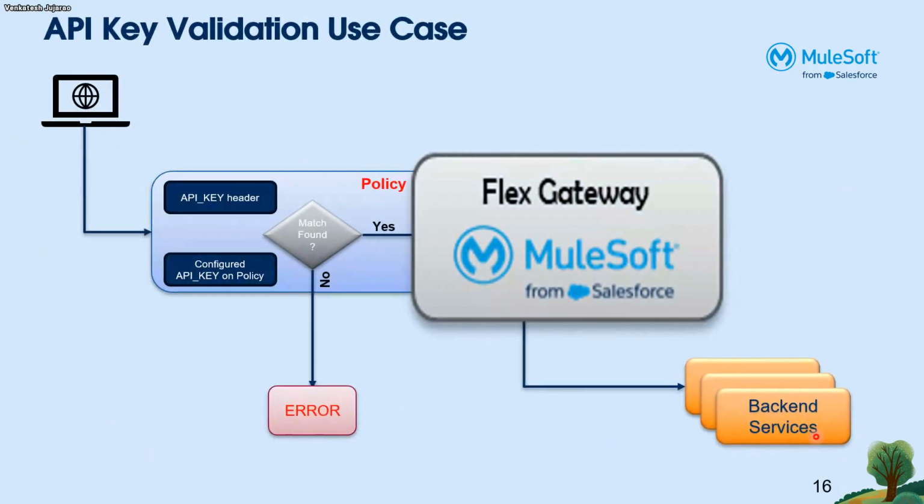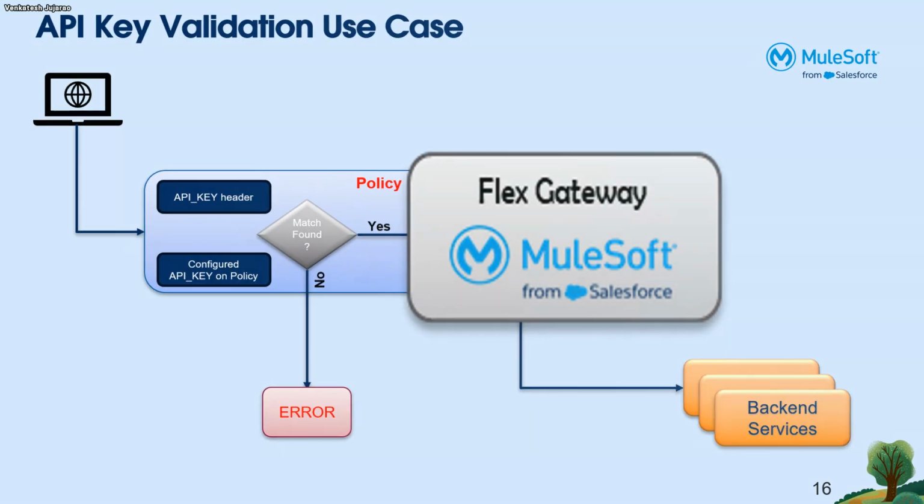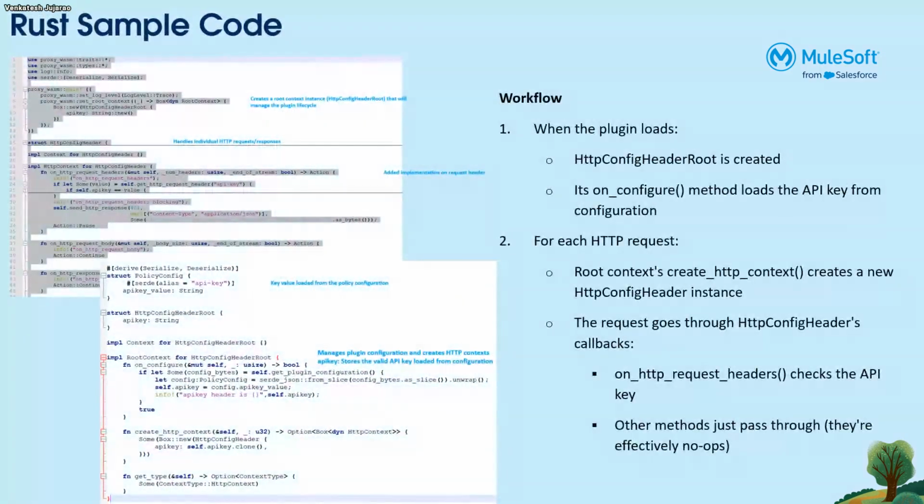Now coming to today's use case. What we will be doing is first creating a Flex gateway. Once the Flex gateway is created, we'll apply a custom policy, which I have already created. As part of that custom policy, as soon as the request comes in, we'll validate the API key header coming in the request along with the API key configured on the policy. If it matches, we'll let it call the backend services. If it fails, we'll throw an error. Okay, simple use case.